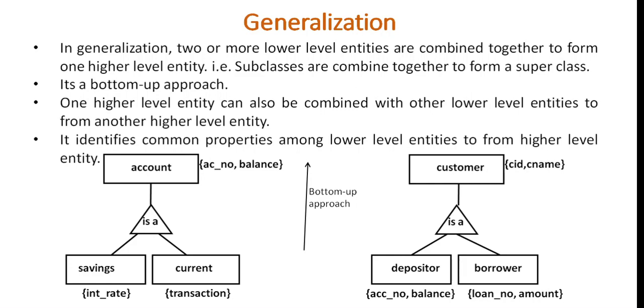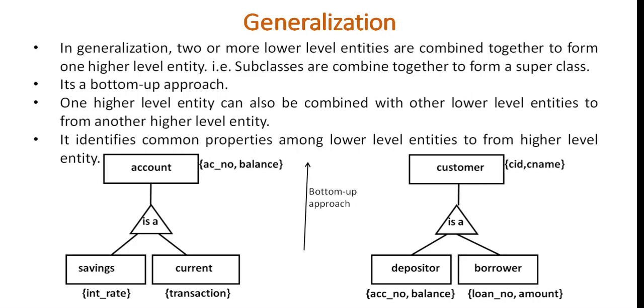And here you can see the generalization is represented by a triangle symbol among all the entities, and ISA, that is, account is a savings, account is a current, or it can be read as savings is a type of account entity and current is a type of account entity. Okay, so this is a triangle symbol, and ISA is written in that triangle to show the generalization concept of the enhanced entity relationship model. Okay, it is a bottom up approach.